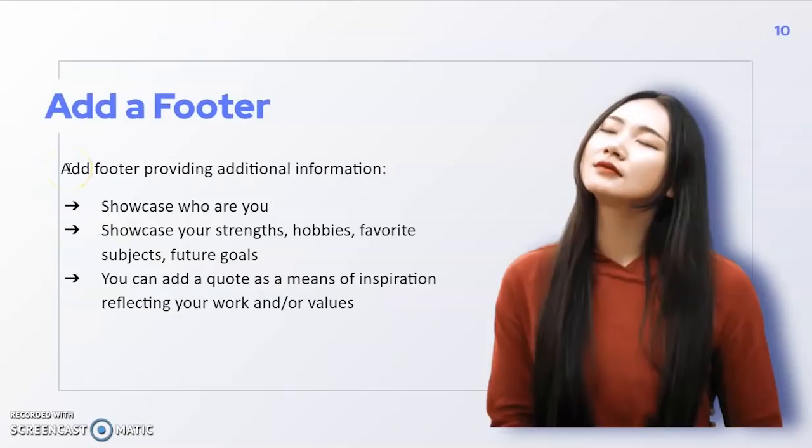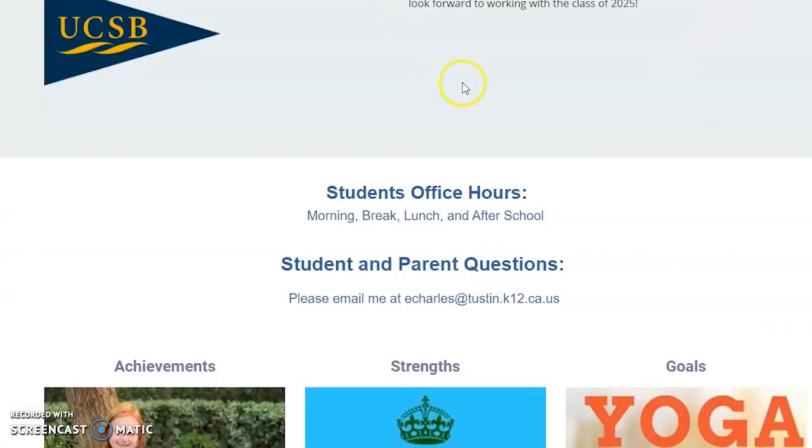Next, we're going to add a footer. A footer provides additional information about yourself. You can add something about your goals, strengths, and achievements. You can also add an inspirational quote reflecting your work and your values. Let's take a look at my footer and Joshua Pomeroy's footer so that you can see a few more examples of how to do a footer. Okay, so here's my footer.